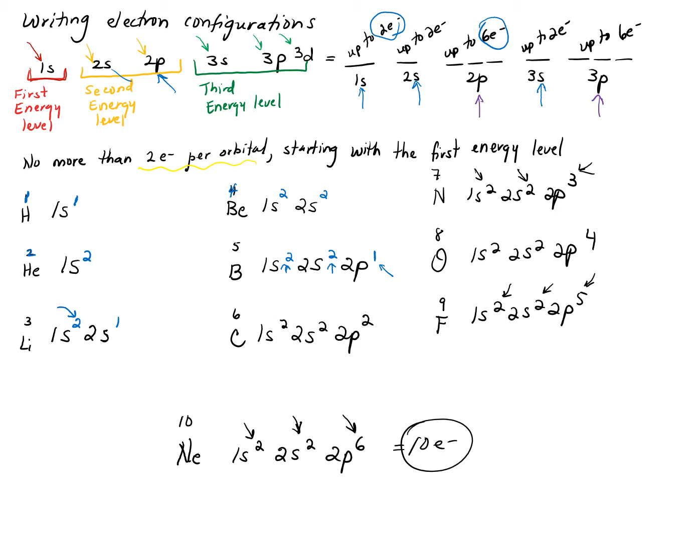Now for neon, you see on the second energy level we have the s and the p orbitals. On the s orbital we can have up to 2 electrons. On the p orbitals we can have up to 6 electrons. So for neon we already use all the orbitals in the first and the second energy level.